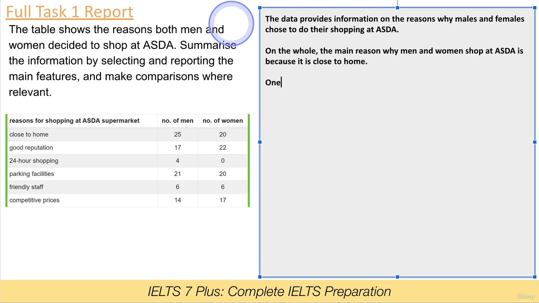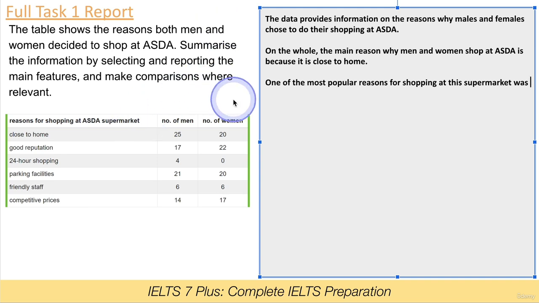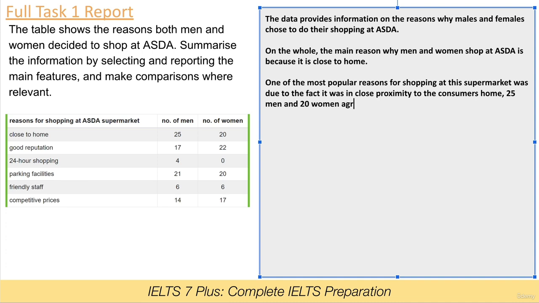Or we could say one of the most popular reasons for shopping at this supermarket was due to the fact it was in close proximity to the consumer's home. 25 men and 20 women stated this.